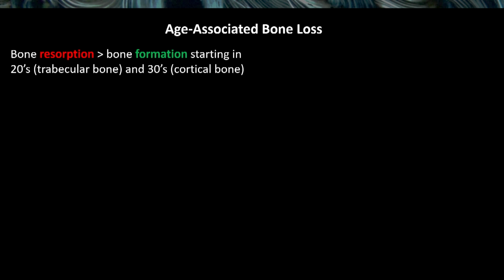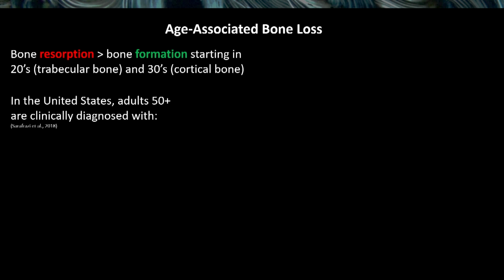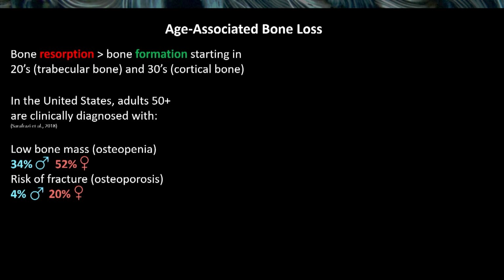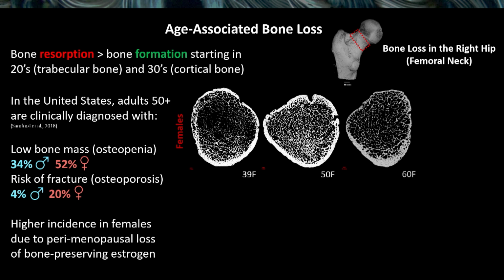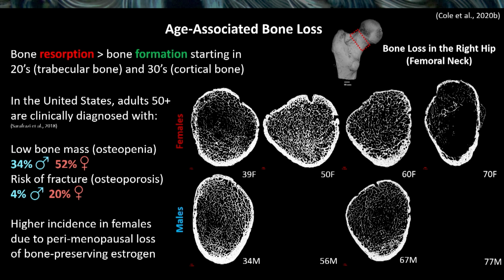So what can we do to detect and quantify this bone loss? Well, this is a problem that I like to call the universal human pathology. In the United States, as we've already heard, osteoporosis is very pervasive. Adults over the age of 50 are clinically diagnosed with low bone mass or osteopenia, and low bone mass with risk of fracture or osteoporosis, at strikingly high rates, slightly higher for women. And this higher incidence in females is due to a perimenopausal loss of estrogen, which is a sex steroid that preserves bone. So if we look at the femoral neck, here are some changes in females and in males over the lifespan. Two of my pictures did not show up.